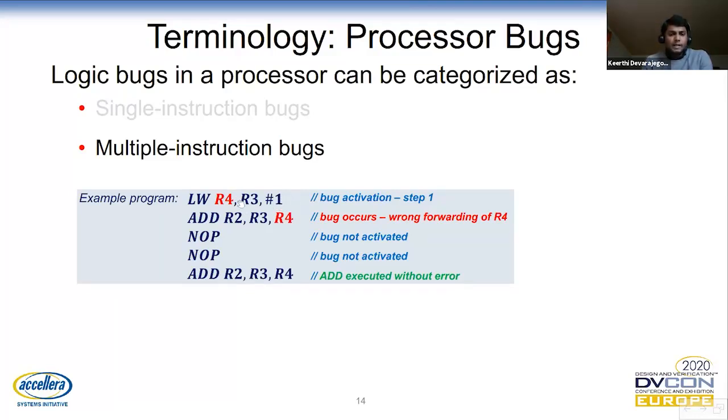And from the resulting memory address, it fetches the value and then loads that value to the register R4. And this instruction is followed by an add instruction, and it simply does the addition of R3 with that of R4, and then it stores the result in R2.